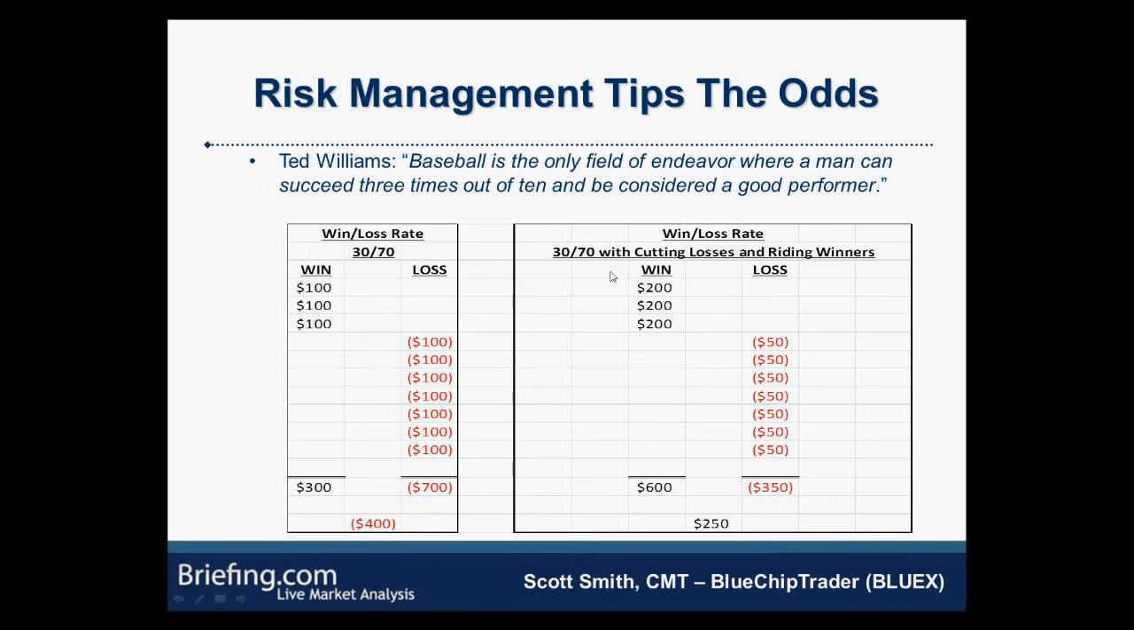If we take those same exact odds at a 3-7 win-loss rate and just adjust the numbers slightly, say we're going to take $200 wins, but we're going to cut our losses really short, say half of what we initially intended, to $50, you'll see that 7 losses add up to $350, whereas 3 wins will add up to $600, for a net gain of $250.